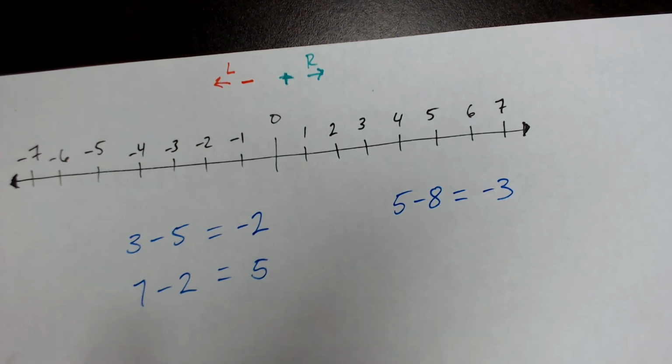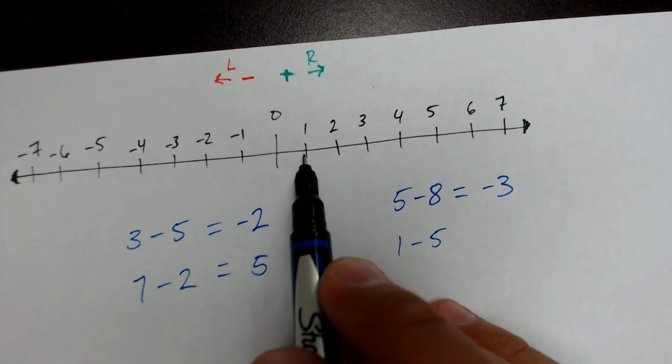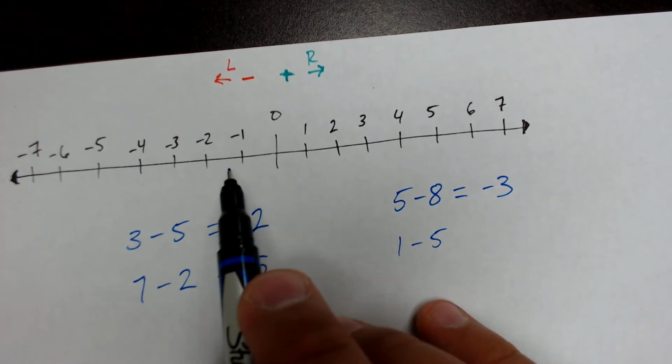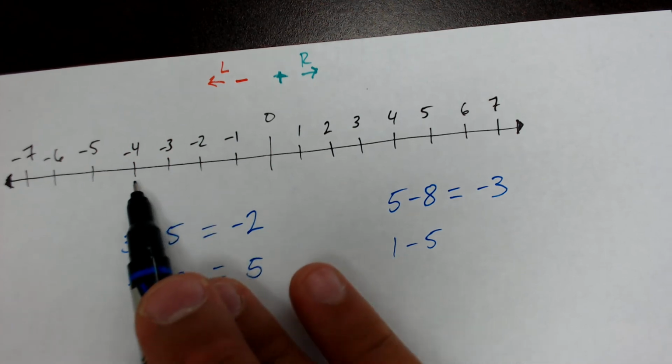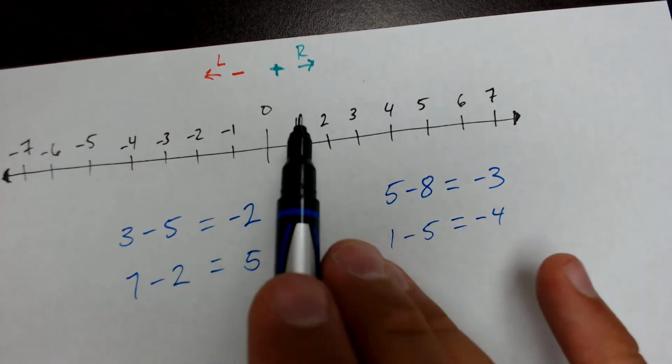And then we could also do 1 minus 5. This will be the last one, and then we'll move on to the rest of the lesson. So 1 minus 5. If I start off at 1, I go to the left 1, 2, 3, 4, 5 spaces. I'm at -4. And this also works with addition.